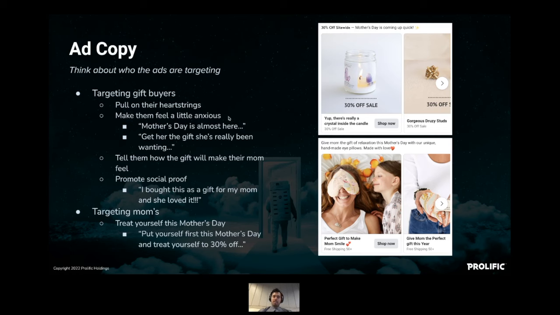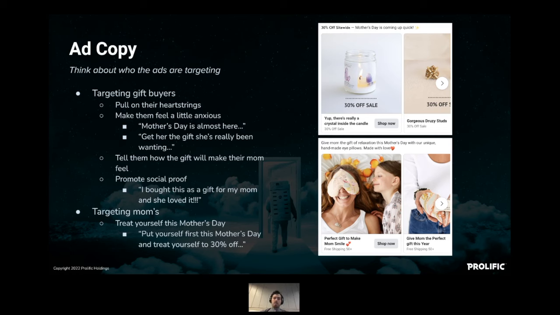You want to make them feel a little bit anxious, especially as we get closer and closer to Mother's Day, letting them know, Mother's Day is almost here, get her the gift that she's been really wanting. Just make them feel a little FOMO, a little anxiety, so they get their gift in time. That's worth doing. Other things that you can do is talk about how the gift will make their mom feel. So if a gift is going to help their mom relax, let them know, like, hey, give mom the gift of relaxation this Mother's Day, is something that we've seen do well in the past.